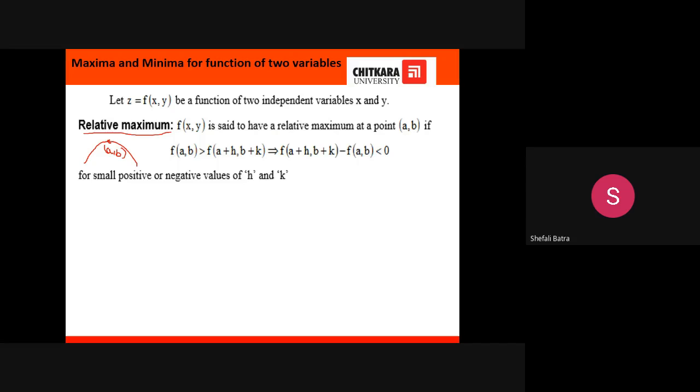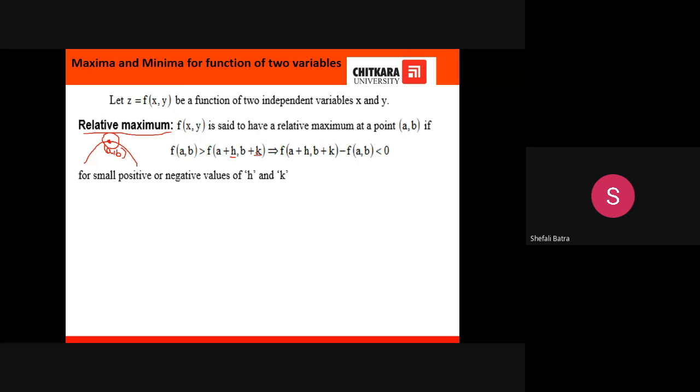And when can I say that this is the maximum point? When the value of the function at this point will be more than the value at all the points lying in its neighborhood. The value of the function at this point is more than, or highest than, all other points in the neighborhood of it, right? So what is this a plus h or b plus k?